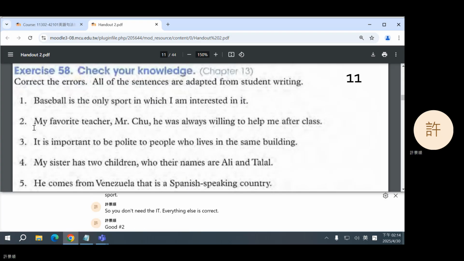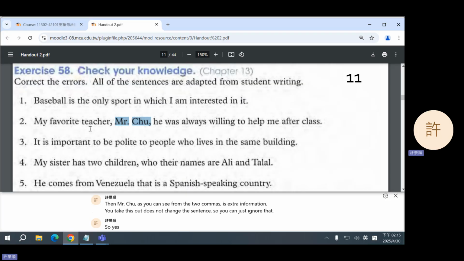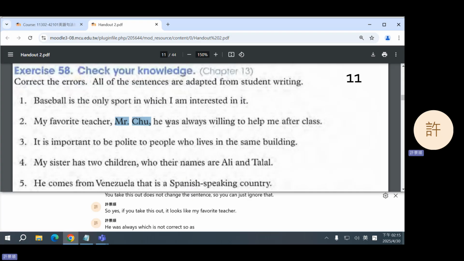Number 2. Alex. Number 2. My favorite teacher, comma, Mr. Chu, comma, he was always willing to help me after class. See anything wrong? Yeah, good. So you already have teacher. This is your subject. The verb is was, so you don't need the he. The Mr. Chu, as you can see from the 2 commas, is extra information. You take this out, does not change the sentence. So you can just ignore that. So yes, if you take this out, it looks like my favorite teacher, he was always, which is not correct. So as you said, take out the he.